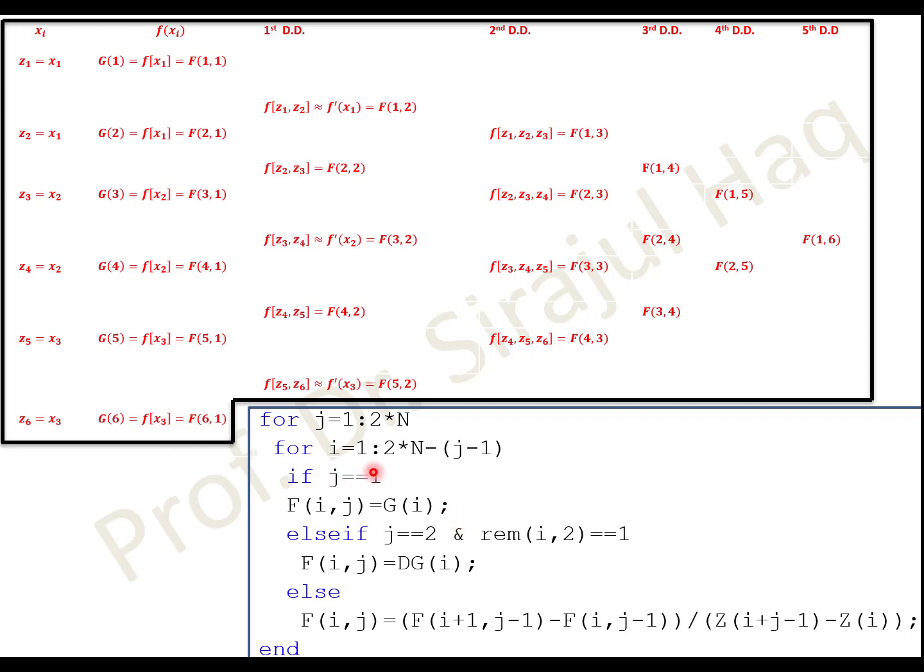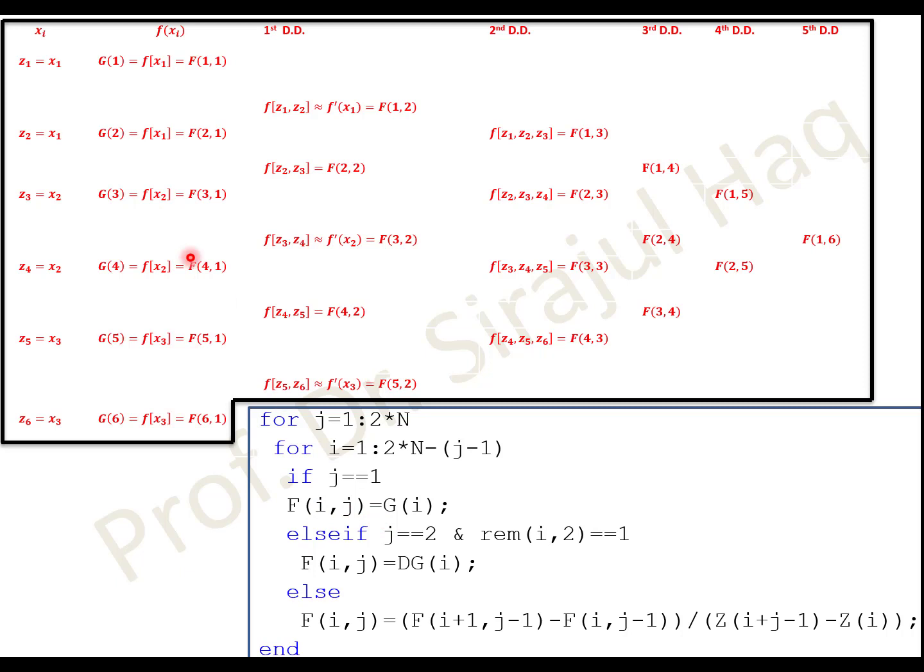So I put the restriction j is equal to 1. Then these entries are equal to values of the function. j is equal to 1, it will come to this portion. Say f of 1,1 is equal to g of 1, and you know that g of 1 is equal to f of x1. i is equal to 2, f of 2,1 is equal to g of 2, and g of 2 is equal to f of x1 again.